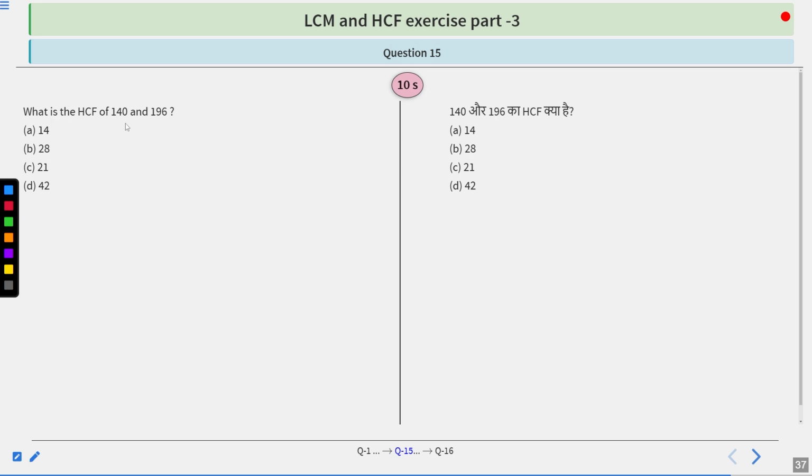What is the HCF of 140 and 196? And the options are 14, 28, 21 and 42. These are the options.